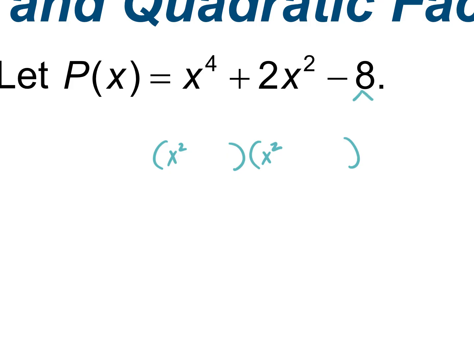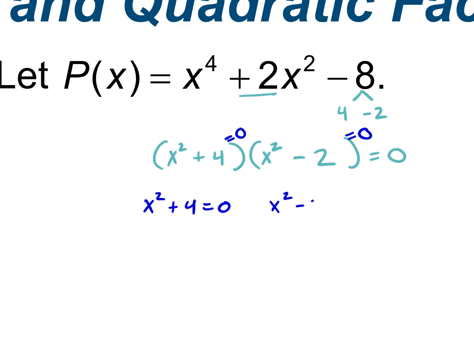What are two factors of negative 8 that add to 2? 4 and negative 2. Perfect. That multiplies to negative 8 and adds to 2. So we'd say x squared plus 4 and x squared minus 2. Now we're solving these. So what would we do next to solve? Set them both equal to 0. Perfect. So x squared plus 4 equals 0 and x squared minus 2 equals 0.